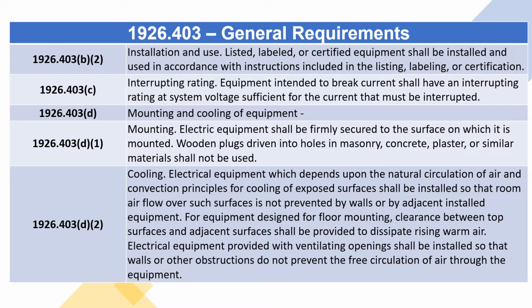1926.403(b)(2) Installation and use. Listed, labeled, or certified equipment shall be installed and used in accordance with instructions included in the listing, labeling, or certification. 1926.403(c) Interrupting rating. Equipment intended to break current shall have an interrupting rating at system voltage sufficient for the current that must be interrupted.